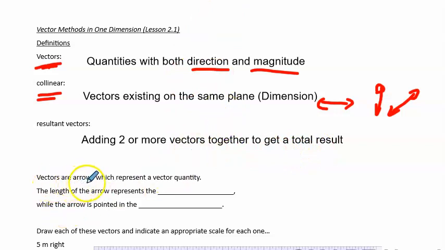So vectors are usually drawn as arrows, and the length of the arrow represents that magnitude, whereas the arrow is always pointed in the direction that the vector is moving. So you have both magnitude and direction represented with the single arrow.